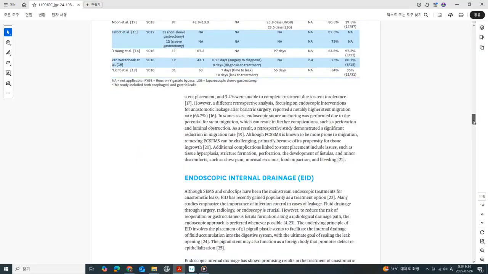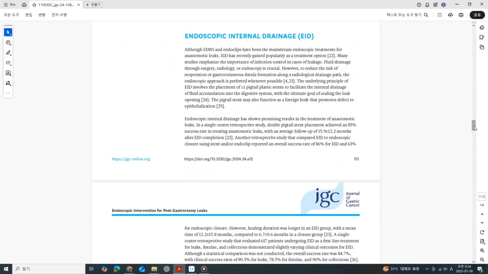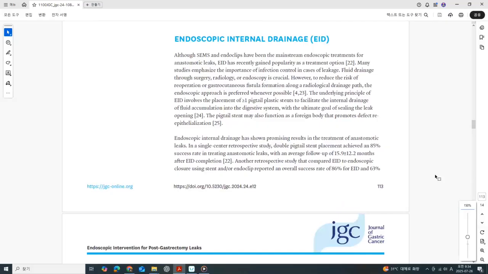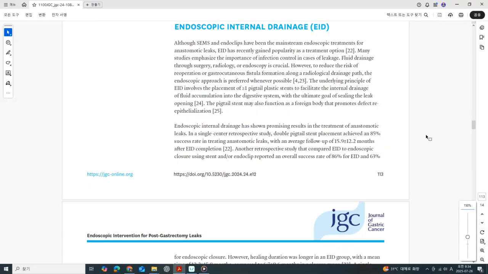Let's shift gears to endoscopic internal drainage, or EID. This sounds focused on infection control. That's a big part of it, yes. When you have a leak, fluid can collect outside the bowel, forming an abscess. EID uses small, flexible drains, often pigtail-shaped plastic stents, placed endoscopically to drain that fluid collection back into the digestive tract. Ah, so draining it internally instead of, say, externally through the skin. Exactly. This helps control the infection, gets rid of the collected fluid, and that environment promotes healing of the fistula tract itself.